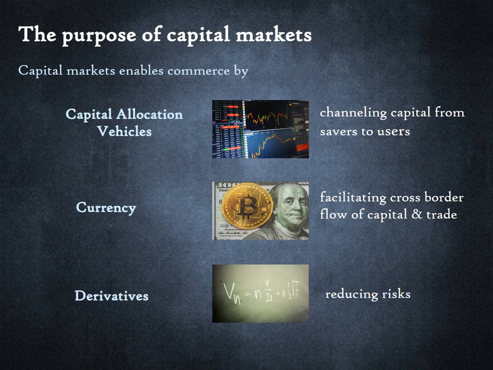Derivatives reduce risks of engaging in commerce. For instance, a company that is highly exposed to commodity price risk can hedge its risks with a futures contract. But non-fungible forms of financial assets like loans also promote commerce. So what advantage is conferred by capital markets? The answer is rooted in the property of fungibility.